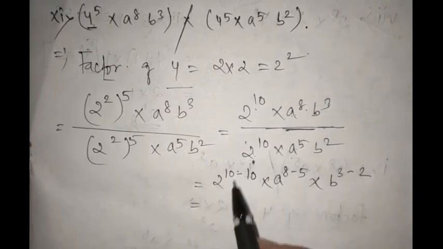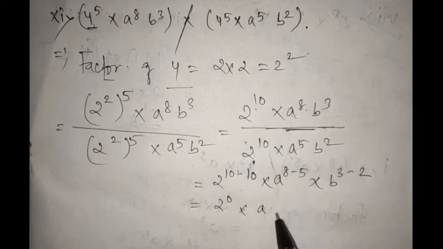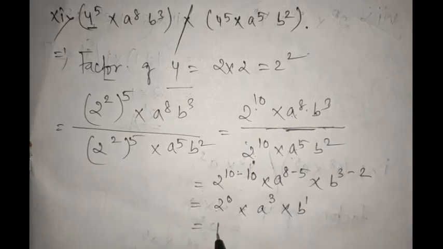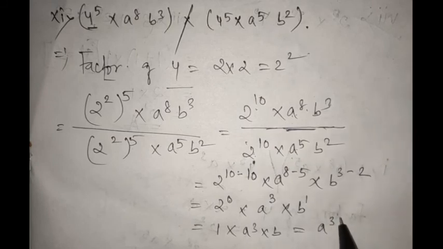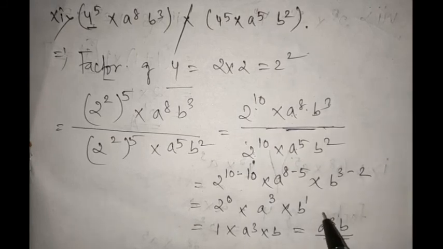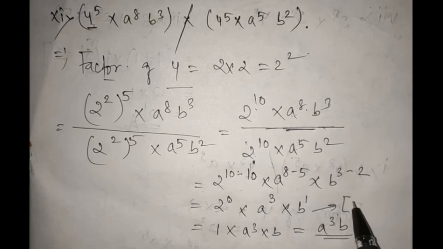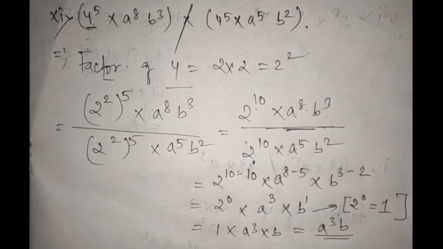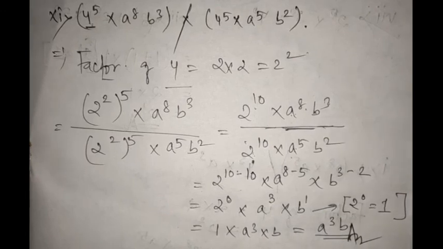Now 2 to the power 0 into a to the power 8 minus 5, which is a cube, into b to the power 3 minus 2, which is 1. So it can be written as 2 to the power 0 into a cube into b, which is equal to a cube b. So here you can write that 2 to the power 0 is equal to 1. Okay, so I hope you understood this. This is your part 11, a cube b is the answer.